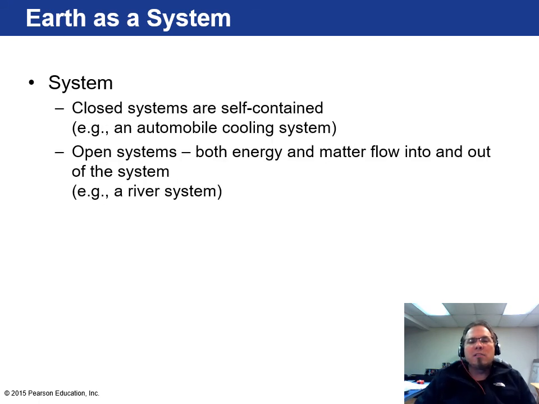Now, Earth as a system is an open system, because there are things flowing into it and flowing out of it, kind of like a river system, as opposed to a closed system like an automobile cooling system, where it just rotates through, gets hot, gets cold, gets hot, gets cold, flowing through there in a closed system. Earth is definitely an open system because things flow in and out of each one of the spheres all the time, depending on what's going on.